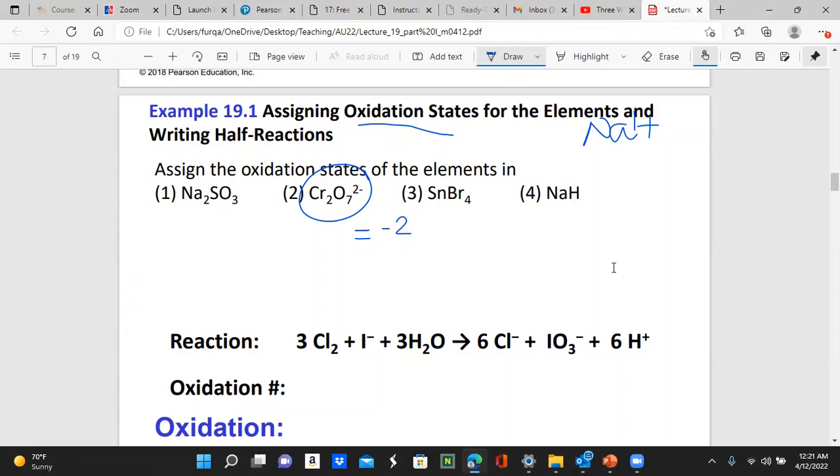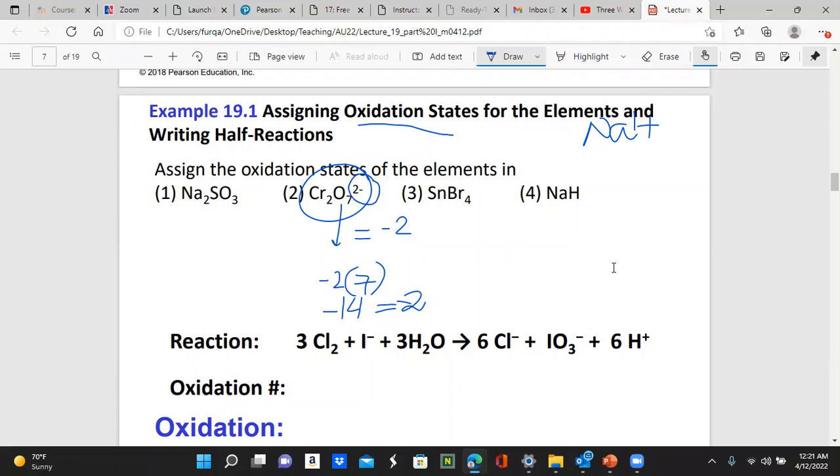So oxygen, I already know about the oxygen. 1 oxygen is -2, so 7 is going to be -14. Okay, so we got one thing done. The result should be -2 oxidation state. Okay, the sum of the ionic species should be the charge of the ionic species, which is 2-. So that should be -2 oxidation state.